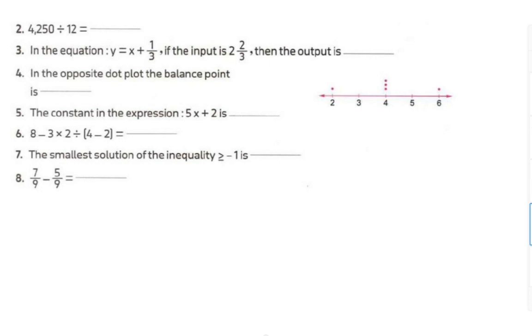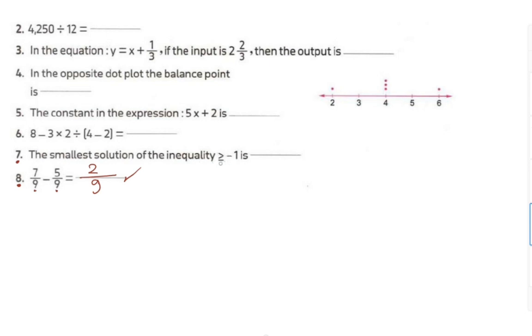Okay, I will start from this page with point 8. That's the easy one. Look here, I have 7 over 9 minus 5 over 9. What's the solution here? Look at the denominator first. We have like denominators. Take 1. After that, subtract the numerators. 7 minus 5 equals 2. Finished.